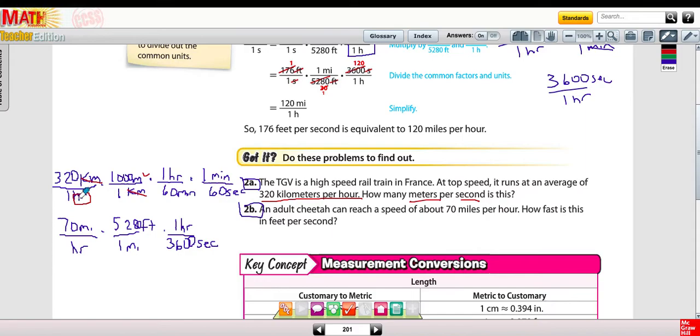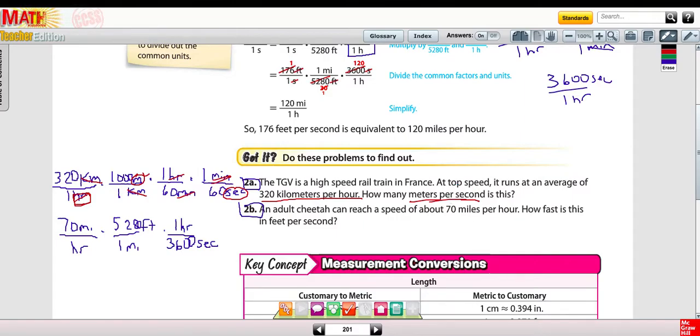Okay, so I'm dealing with this hour right here. To get that to cancel out, I put hours in the numerator, and I use the conversion factor that I know for 1 hour, which is 60 minutes. And I have to go one more step of putting 60 minutes in the denominator and canceling out with 1 minute over 60 seconds. Notice everything is canceled out here except for the meters and the seconds, which is what I want for my final answer.